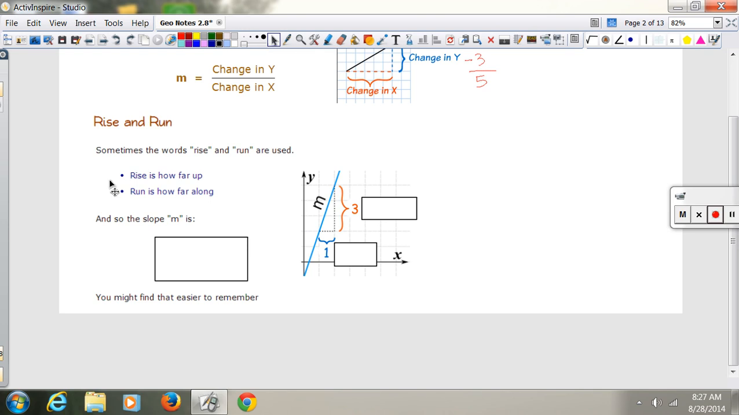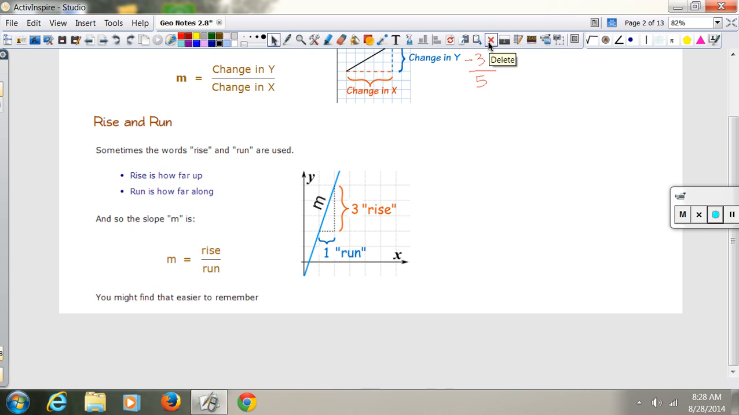So you look at it, rise is how far you go up, run is how far you go along. So if I'm looking at this slope right here, you've got a rise of 3, and you've got a run of 1. So your slope would be rise over run, which in this case is going to be 3 over 1, which equals 3. If you see a 1 on the bottom, it's okay to leave it as a fraction. You don't have to. You can make it 3 instead of 3 over 1.